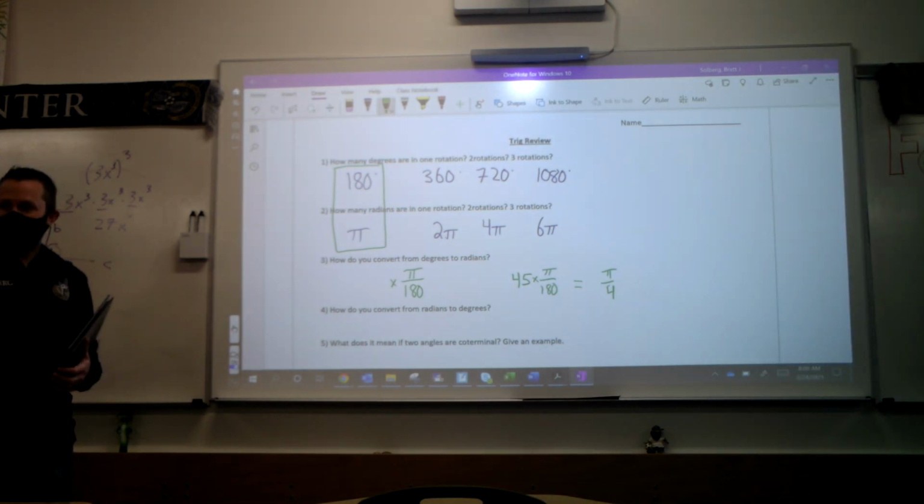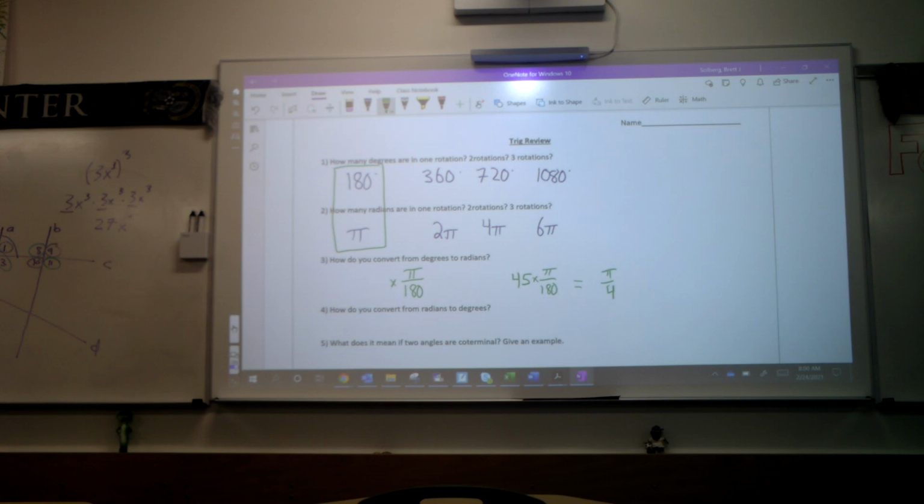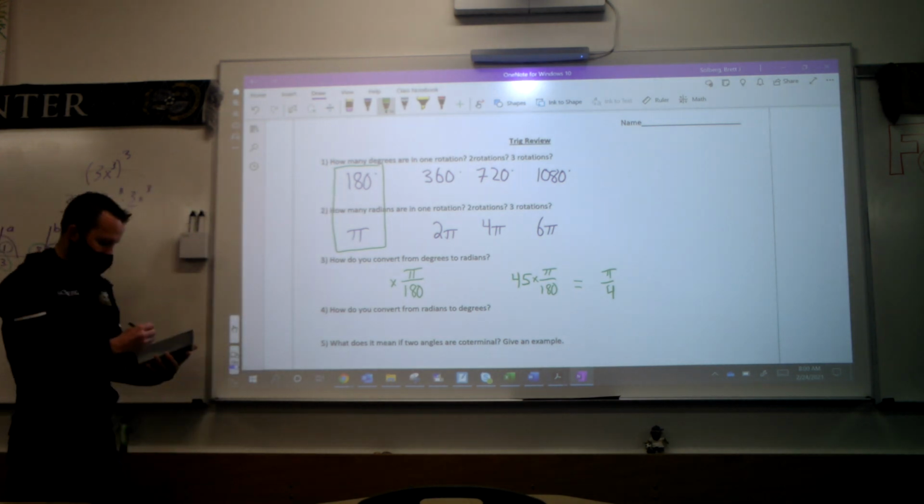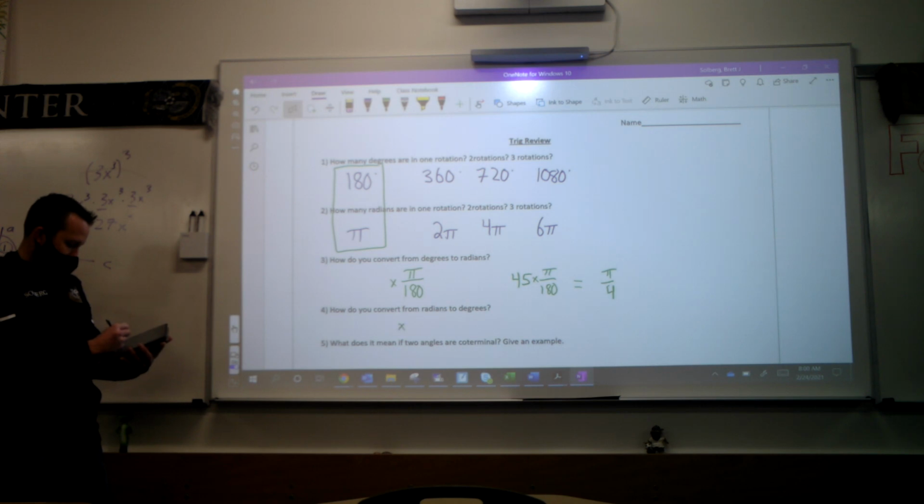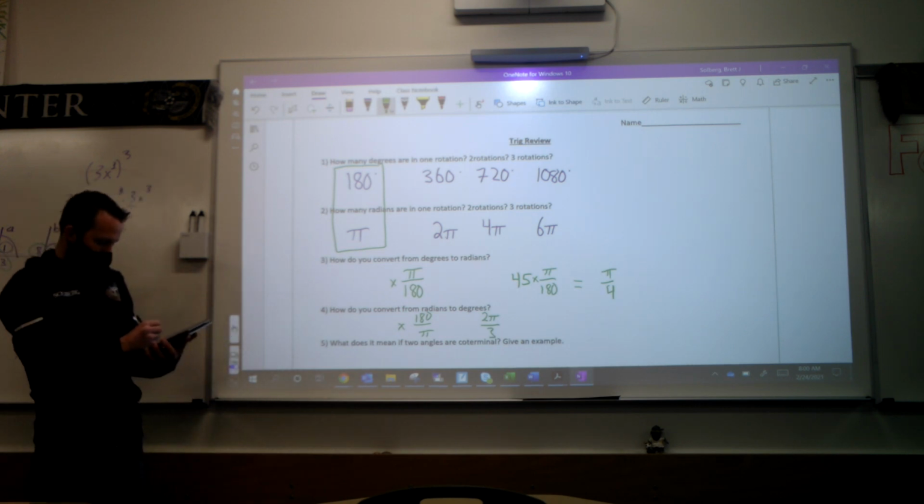So now someone besides Caleb, let's do the opposite. How do you convert from radians to degrees, Noah? There we go. We're going to do 180, so just flip it. It's actually what I have right here. So I'm going to times by 180 over pi. For example, if I had, let's just say, 2 pi over 3. That's in radians, and I want to change that into degrees. I'm going to times it by 180 over pi.